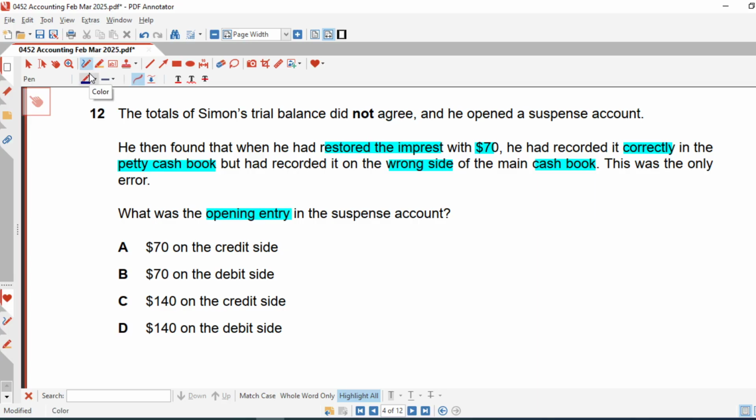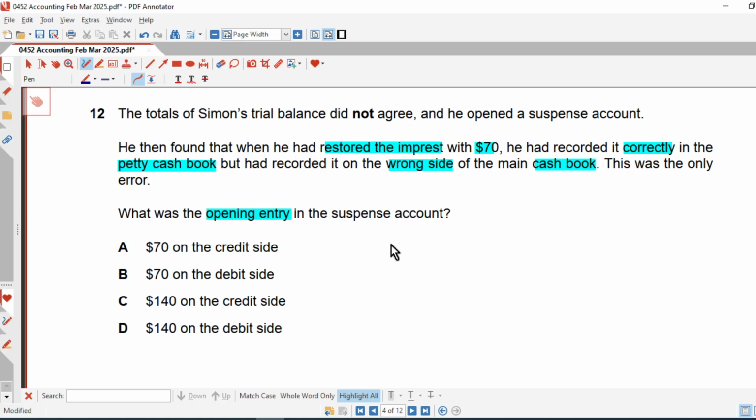I know you guys hate this so much, right? Probably some of you really hate this because correcting error is one thing, but trying to reverse everything to go back to the original suspense account balance, that's not easy. Right, but you're lucky you only have one error. If you have like two errors, this is going to get complicated. So, okay, restore the imprest on the petty cash, right?